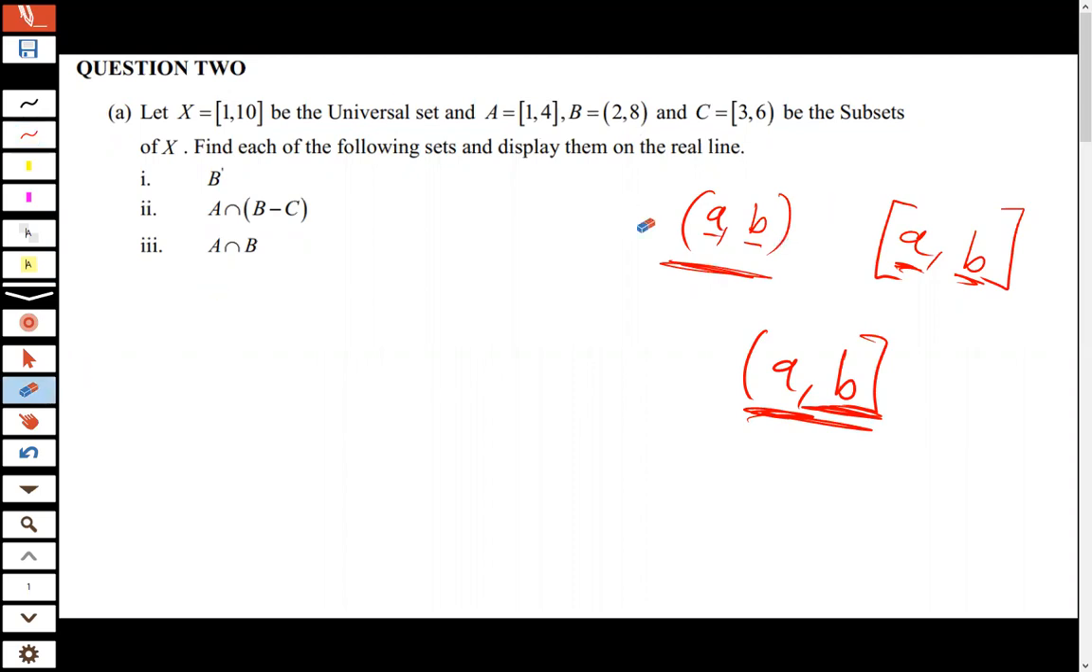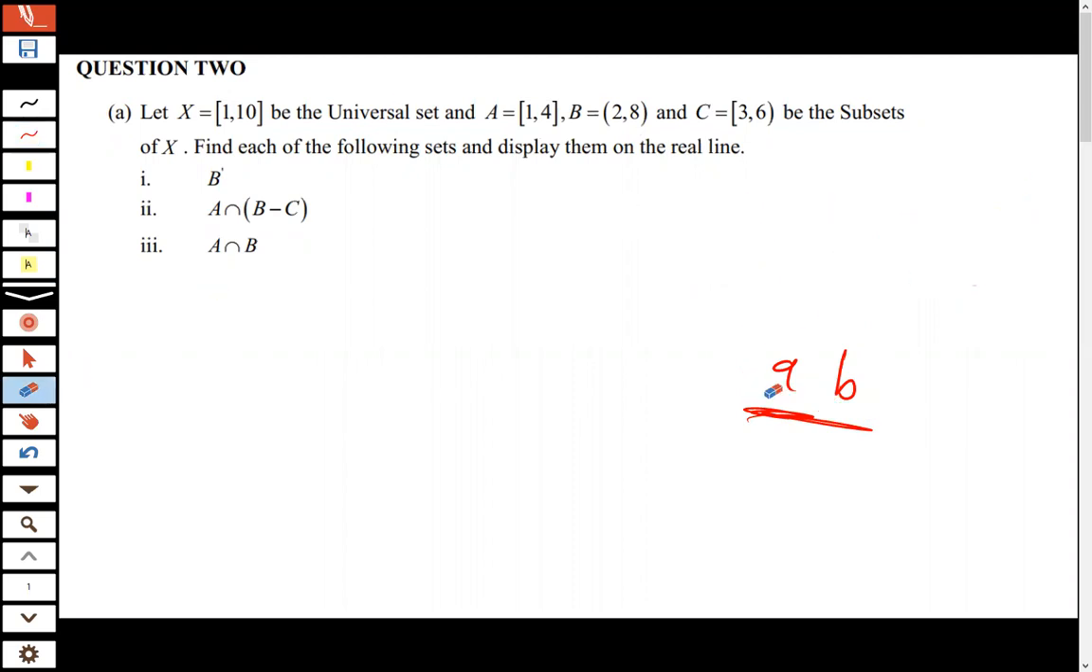Let's quickly begin to solve the questions. Now to find B complement, I know that B starts from 2 up to 8, but we know that 2 and 8 are not part of set B. So to find B complement, the smallest number that is not in set B is 1, because we're looking at the universal set. So the smallest number that is in the universal set but not part of set B is 1.